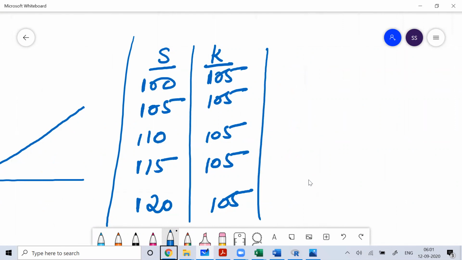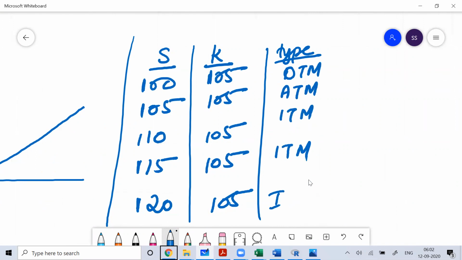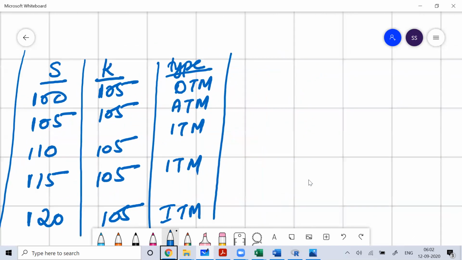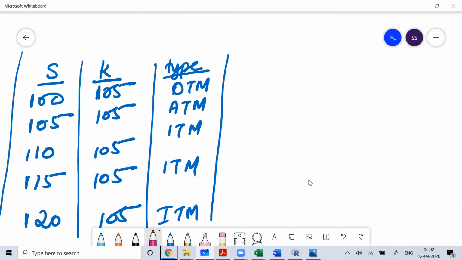Now you can see what type of options these are. If S is less than K, this is out of the money, this is at the money, and these are in the money. So I can talk about these option contracts, and about the payoff of a long call.